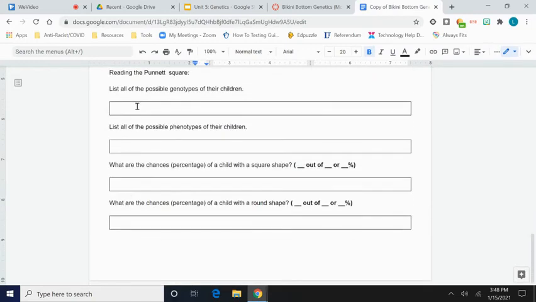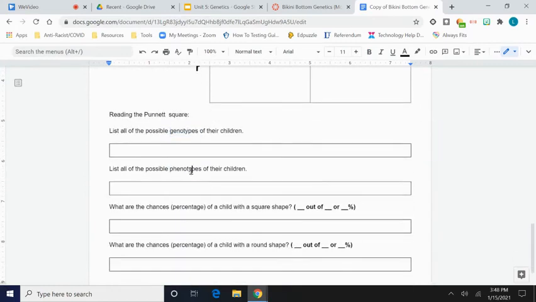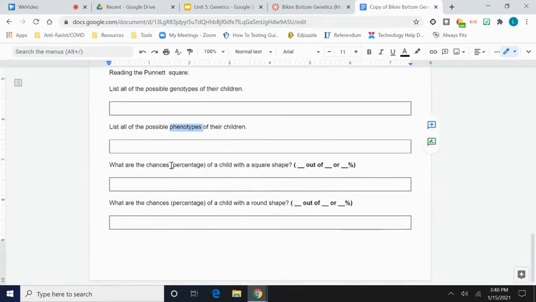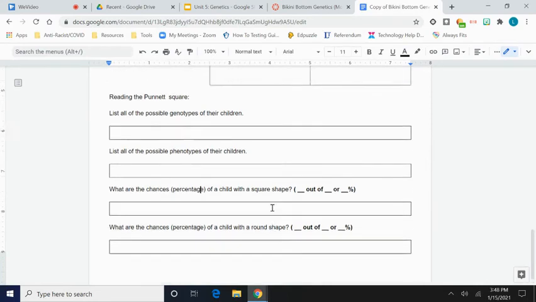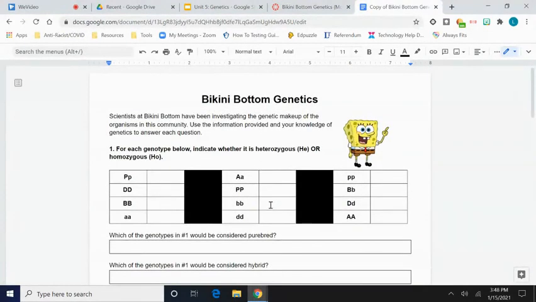Down here, I ask the same questions as I did in the Punnett practice. What are all the possible genotypes of their children? So which ones do you see in these boxes? What are the possible phenotypes? So physical characteristics, what do they look like? What are the chances that the child will have square shape? So if it's 2 out of 4, what is that in a percentage? 50%, that kind of idea. And same with what are the chances of getting a round shape? So a lot of just practicing with your vocab and Punnett squares and how to read them.